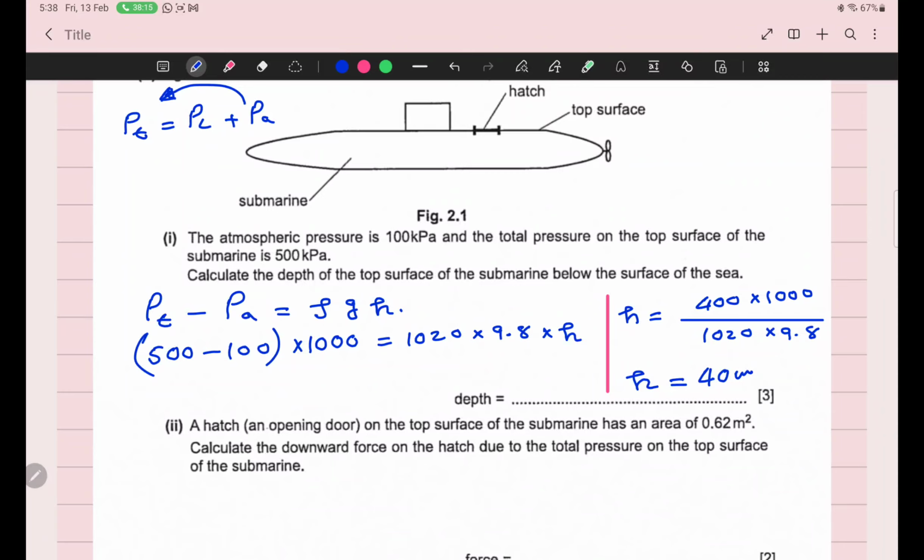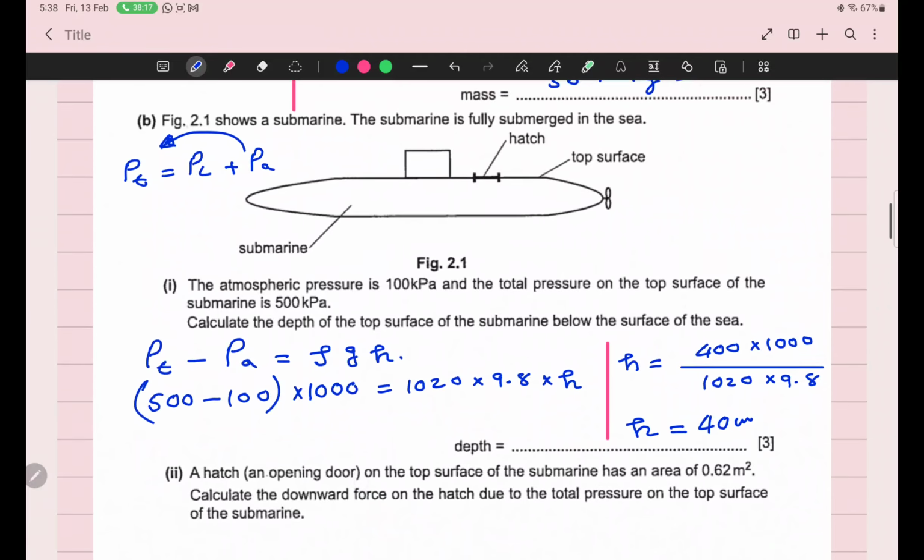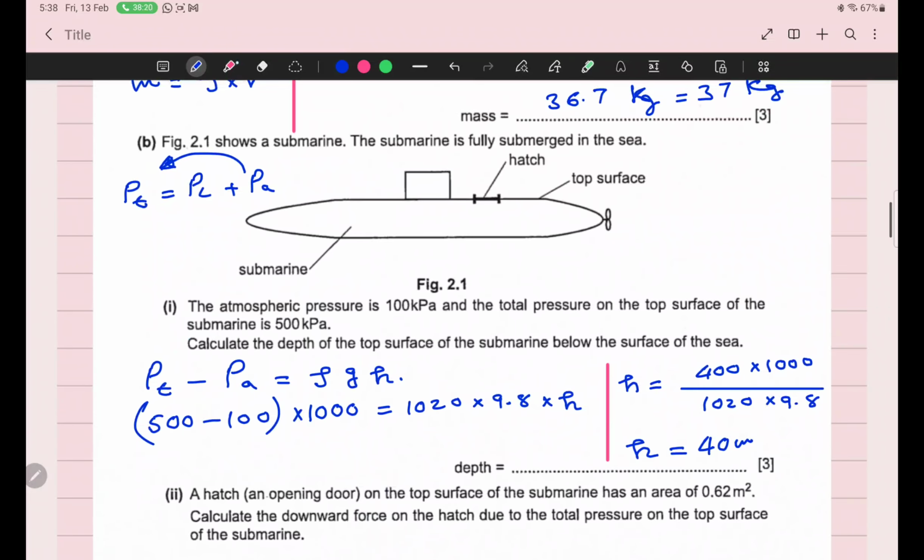And now we have calculated depth. After calculating depth, we are given this submarine, and there is a door of the submarine. This is the door, and this is called the hatch. It is on the top surface of the submarine, and you are given its area.